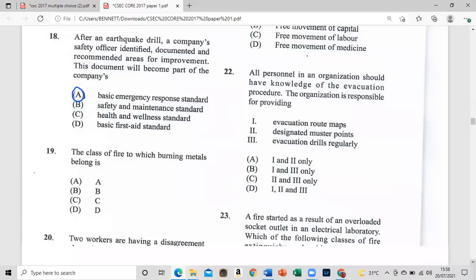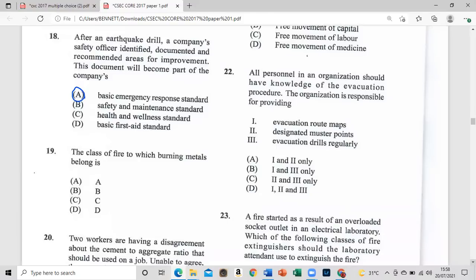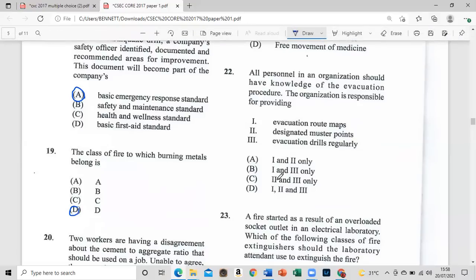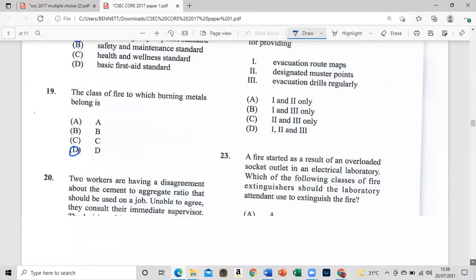In the class of fire to which burning metals belong, is it A, B, C, or D? And that is D. So try to remember that burning metals belong to D. We belong to Jesus. So number 20.